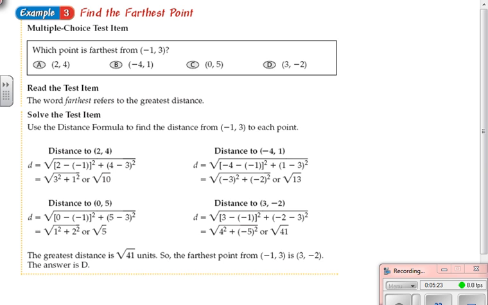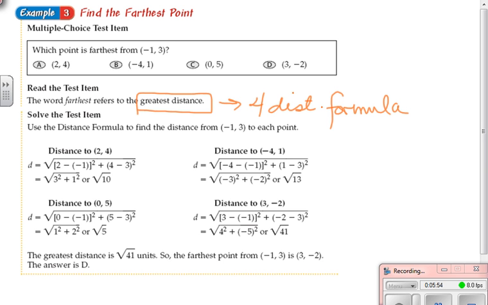So find the farthest point. So this would be an example of a test question that might show up on an MCA exam. Which point is farthest from -1, 3? So really, you have to do the distance formula and find the biggest, the greatest distance. So it requires 4 distance formulas. You have to find the distance to each one of those points.